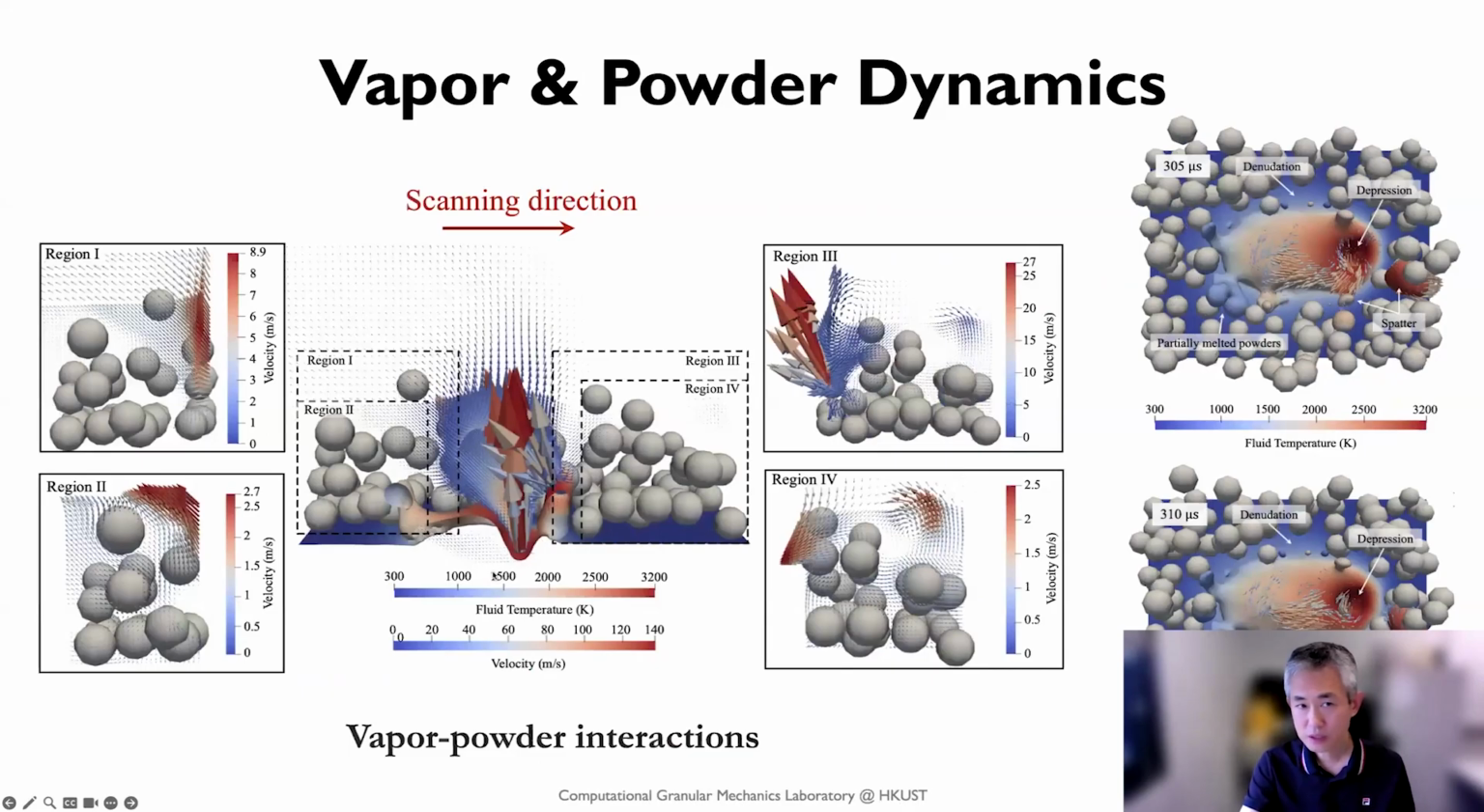This is a further illustration of the different dynamics. You can see the vapor escape, and then different regions are dominated by different interaction forces and mechanisms. I just want to show that in regions 1, 2, 3, and 4, there are quite unique interactions involved in this process.